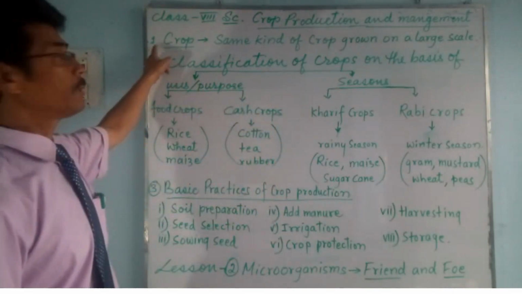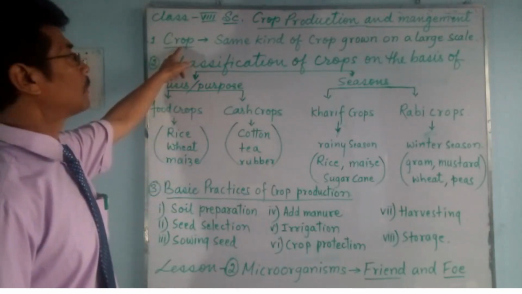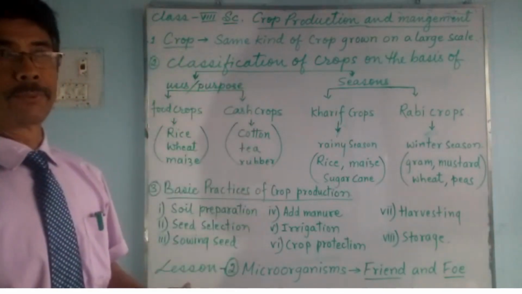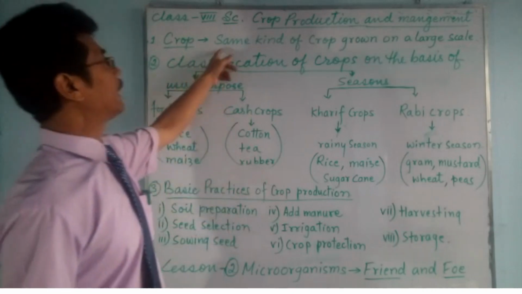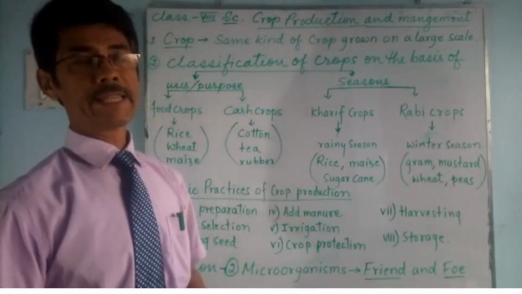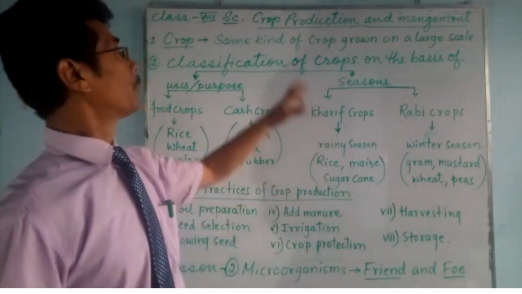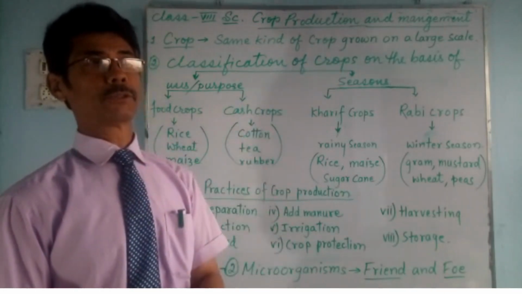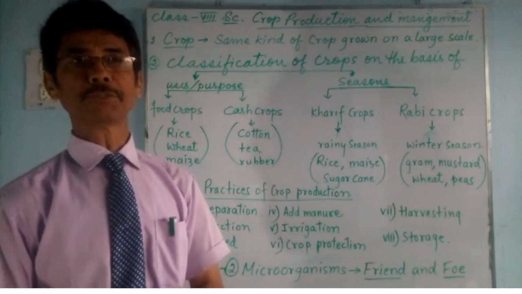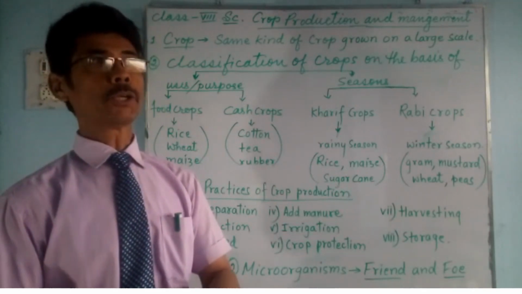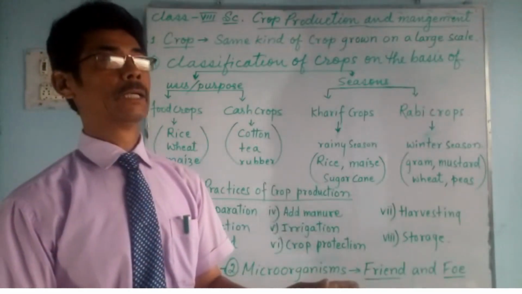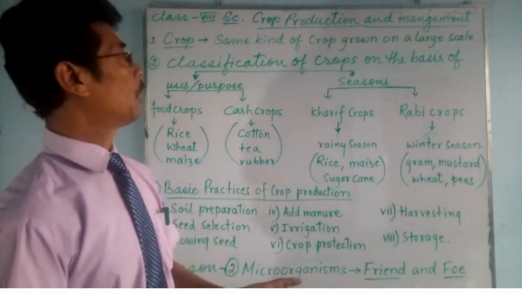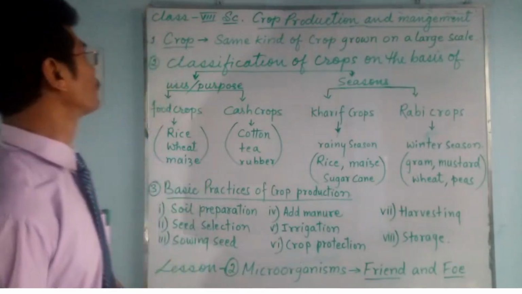Now look at number 1, crop. What is called a crop? Crop means the same kind of plants grown on a large scale. The food crops, the plants that produce food and are grown on a large scale, that is called the crop.